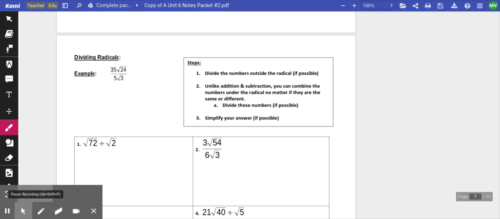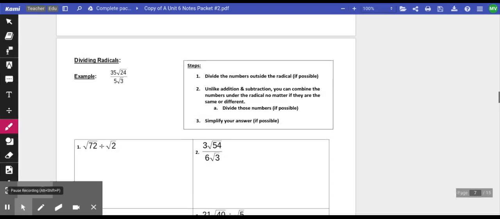Hello, everyone. Today we're going to continue our discussion of radicals, and today we're going to divide. So just like with multiplying, we can multiply and divide numbers outside by numbers outside and numbers inside by numbers inside, if possible. We never want to make underneath the radical be a fraction or a decimal. So we're going to divide the numbers on the outside. 35 by 5 is 7. And then if we can, the numbers on the inside. So 24 divided by 3 is 8. So that's radical 8.